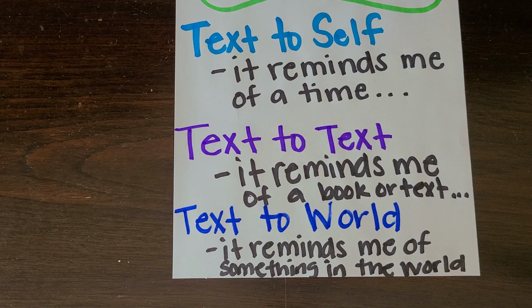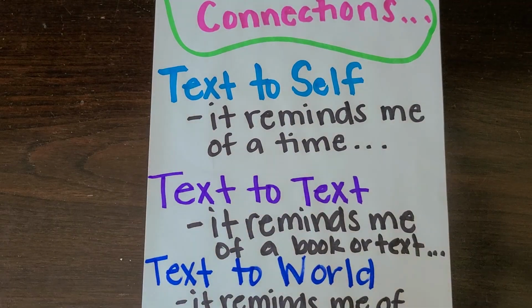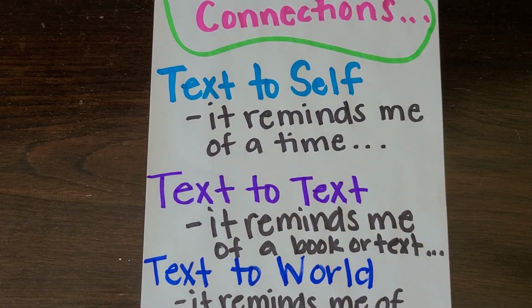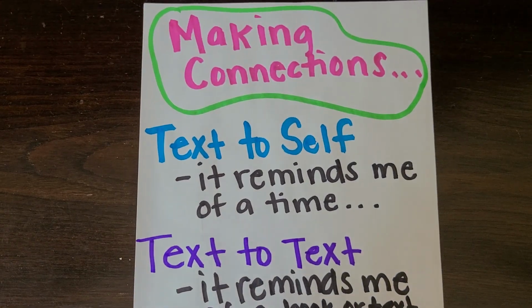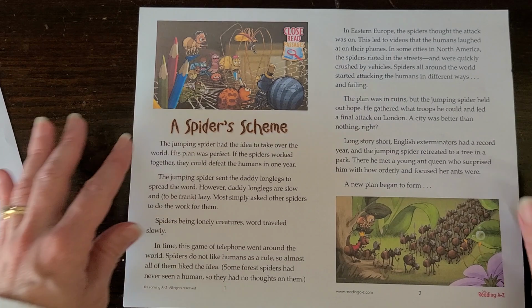So today, I am going to read to you the text that I'm going to make connections to, so you can understand how to do it in your assignment. So I'm going to read this story to you real quick. It's called A Spider's Scheme.